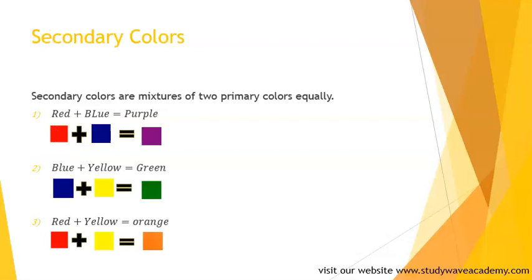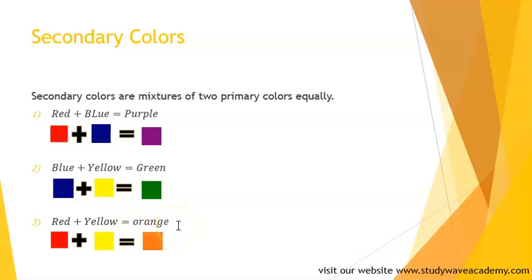We also talked about secondary colors, which are the mixture of two primary colors. When you mix two primary colors together, red, yellow, and blue, if you mix two together, you get them. Our secondary colors are purple, green, and orange, right? These are our secondary colors because we mixed two colors to get them. Two primary colors, red and blue, gave us purple. Blue and yellow gives us green. Red and yellow gives us orange.